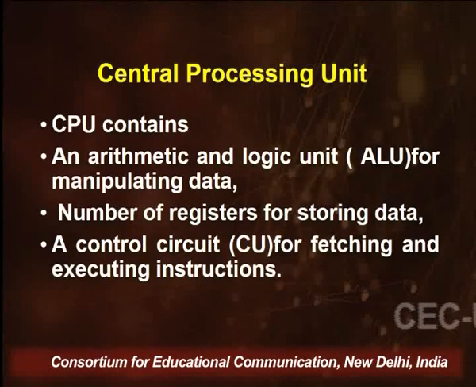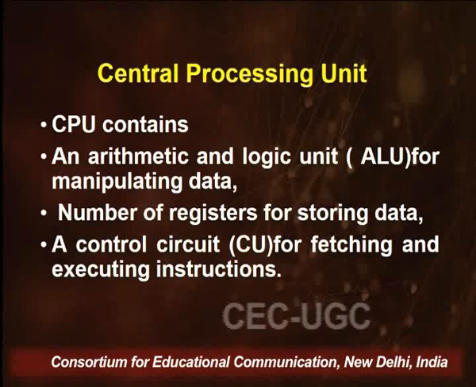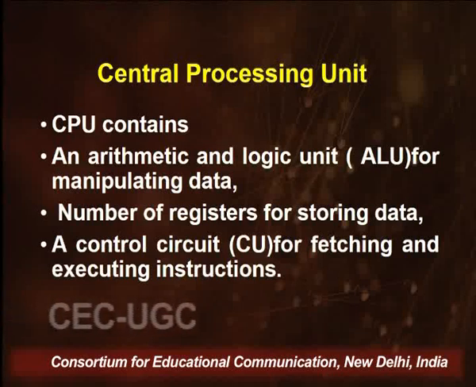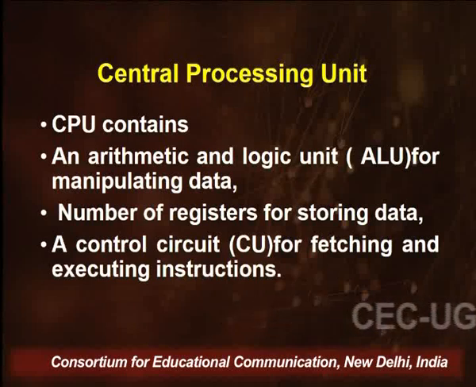The central processing unit consists of two parts or components. The first one is the arithmetic and logic unit. By the name, it suggests that it is going to be manipulating the data that is input into it. Then comes the control unit, which is the second component of the CPU. As the name suggests, it is a control circuit, and this is used for fetching and executing all the instructions. Another part of it is a number of registers that are used for storing data in a computer.